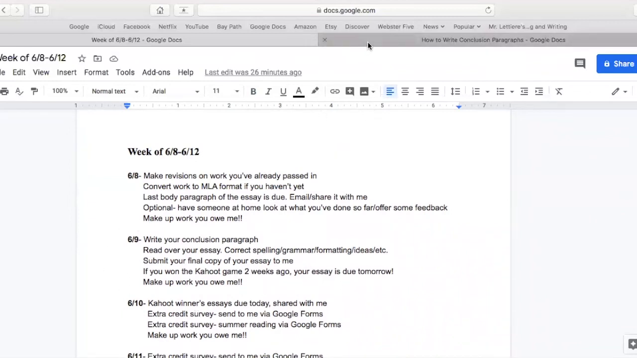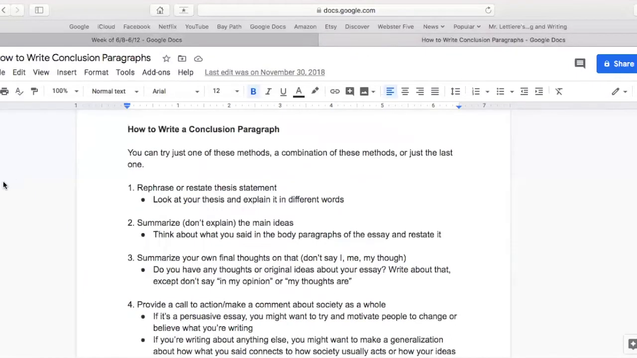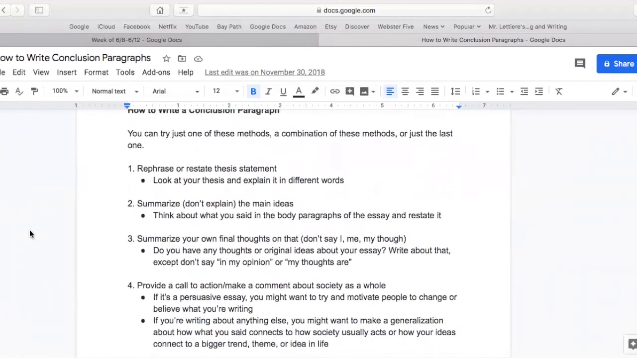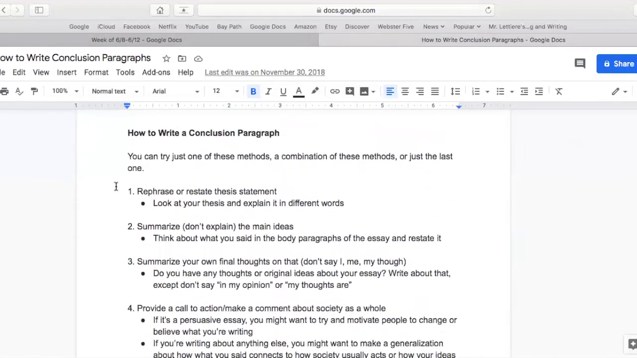So how do we write a good conclusion? What are some steps to write a conclusion paragraph? Let's look. You can try just one of these methods, a combination of these methods, or just the last one, and we'll get there. So the first method is the kind of boring method. These first 2 are what you've probably been used to in your classes, rephrasing or restating your thesis statement. Look at your thesis statement, look at what it's saying, look at the topics you're trying to address, and then explain it in different words.